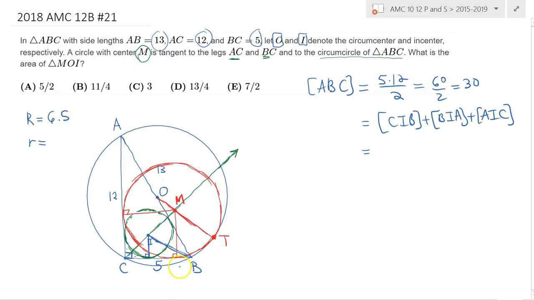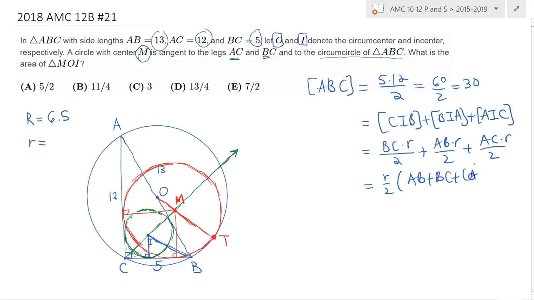So the base BC times the altitude. The altitude is just R, right? And then divided by 2. And the same thing will apply for the others as well. AB times R/2, and AIC would be AC times R/2, and boom. Wow, we can factor out R/2 times (AB plus BC plus CA), and we actually proved a very well-known result.